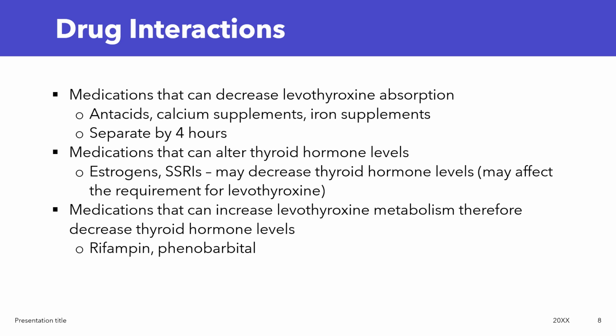And then we have medications that can alter thyroid hormone levels. So some of these are estrogens, SSRIs. They may decrease the thyroid hormone levels. Medications that can increase the metabolism of levothyroxine, therefore can decrease thyroid hormone levels. So we have examples like rifampin, phenobarbital. So again, with all medications, always pay attention to drug interactions.